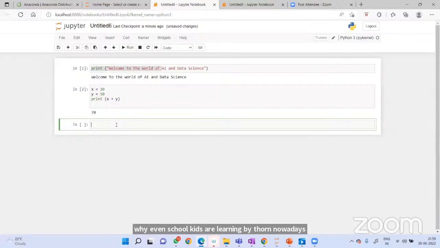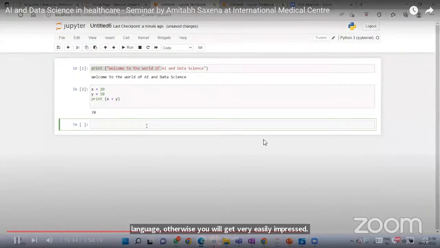Now, I understand that many of you have got 20 years experience, 30 years experience. We are resistant to change. Oh, this is not my age of learning. Please understand that the new kids on the block, which are coming out of schools, they would be much, much smarter than you if you don't try your hands on these simple programming languages. Otherwise, you will get very easily impressed. But now, if you are aware of this, you will be able to ask the right questions.